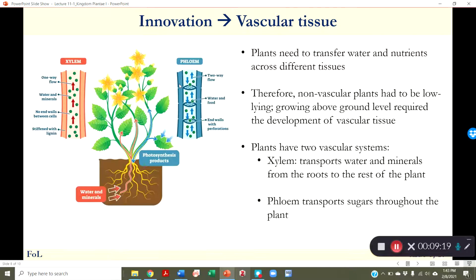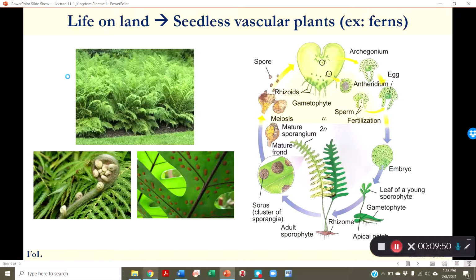And so there's two types of vascular tissue in plants. There's xylem and phloem. Xylem transports water and minerals from the roots. So the roots are going to get water and minerals, and use xylem to transport it across different structures of the plant. Phloem actually transports sugars throughout the plant. Sometimes it goes from the leaves to the roots, and other times it moves in other directions. So our first vascular plant group that's really dominant is the ferns, seedless vascular plants.